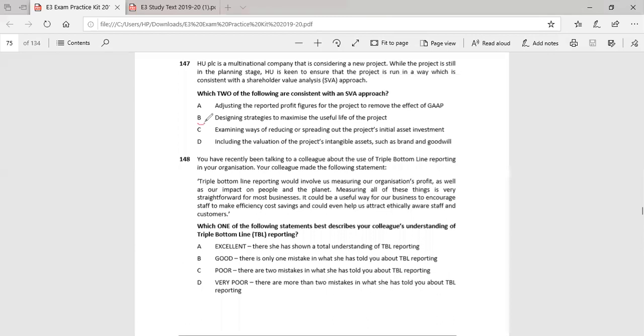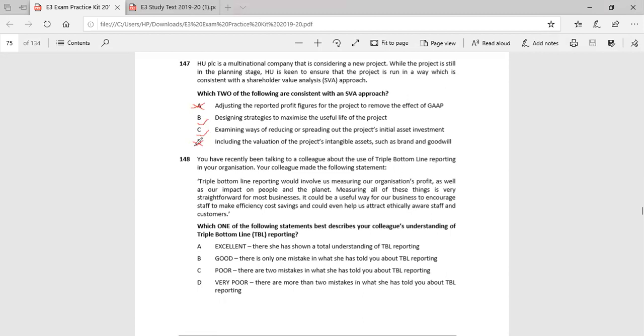A, adjusting the reported figures for the project to remove the effect of GAAP, is a reconciliation there. That is not about shareholder value analysis. And these are also not appropriate because it is not about including brand value and goodwill. That is also not the case, but it is about maximizing their profit.